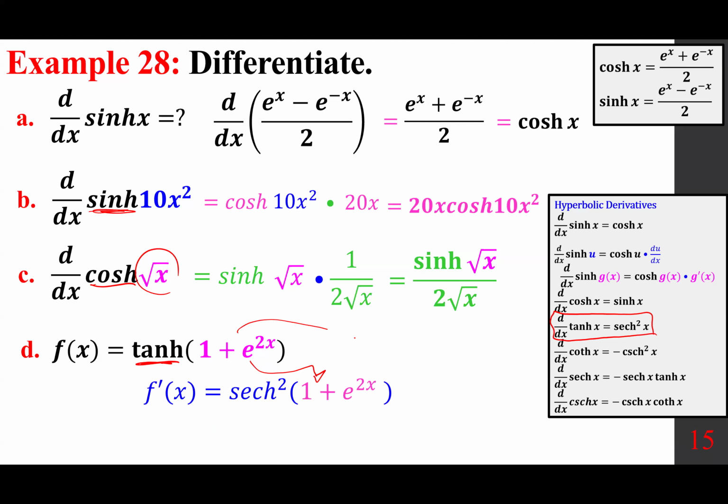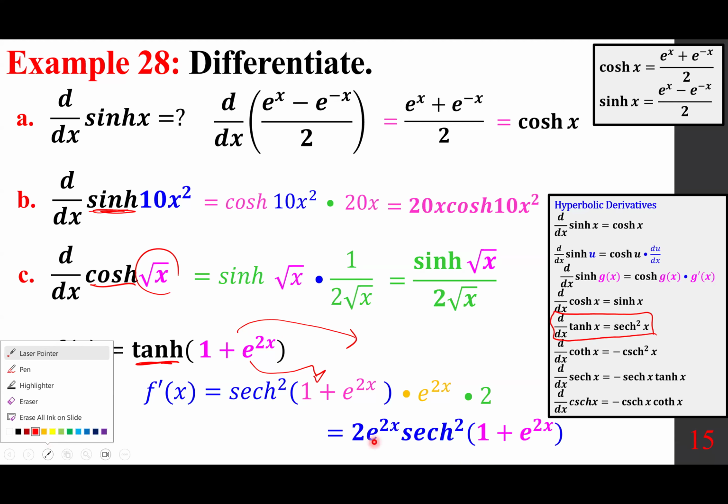And then you take the derivative of the argument by the chain rule, which is e to the power of 2x times 2. And we rewrite it by putting 2 e to the power of 2x in front. The final answer, f prime of x is 2 e to the power of 2x, hyperbolic secant squared of 1 plus e to the power of 2x.